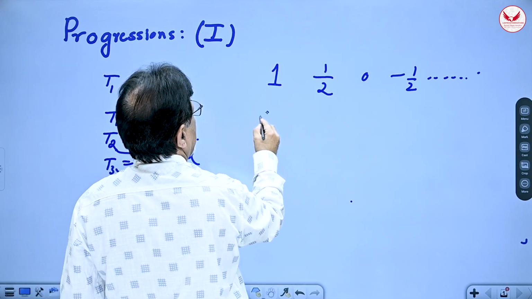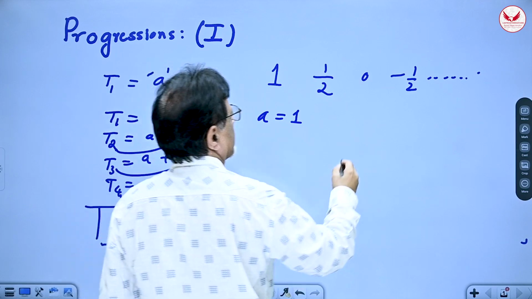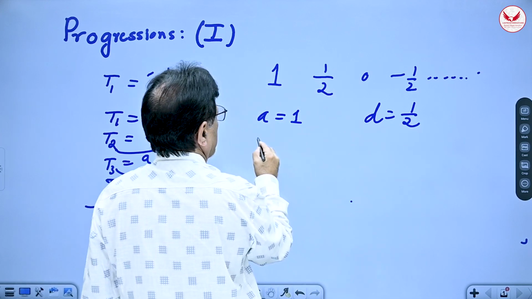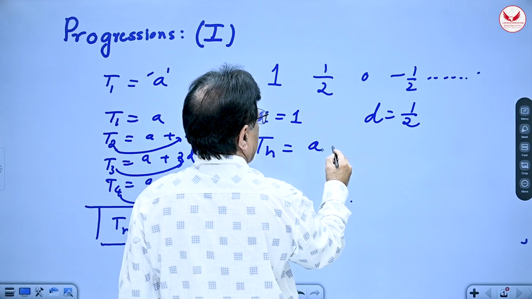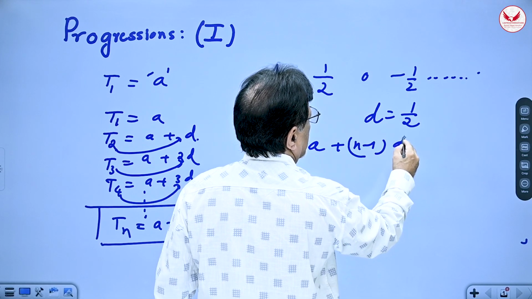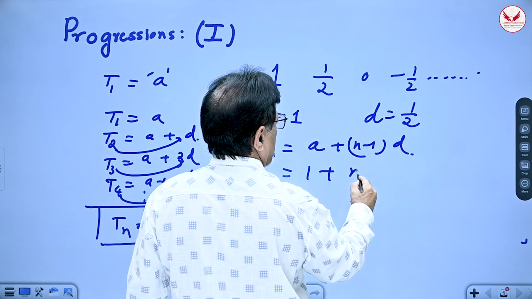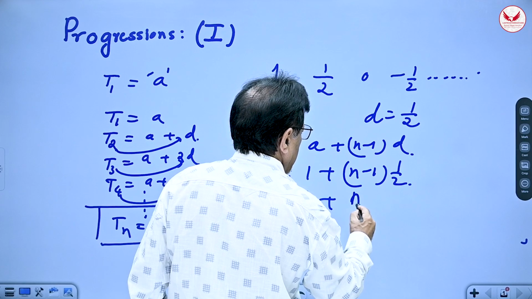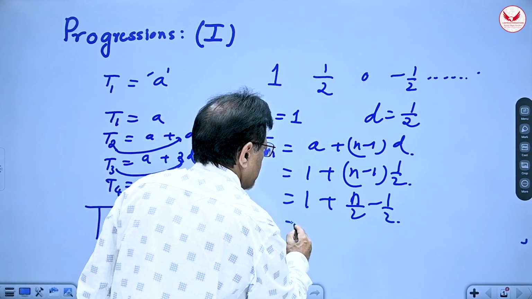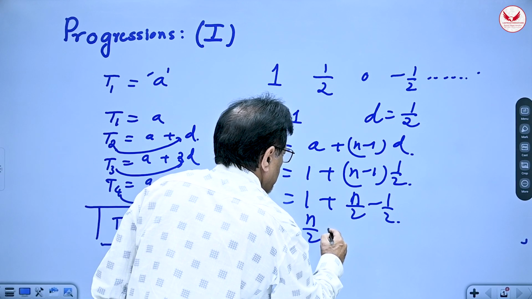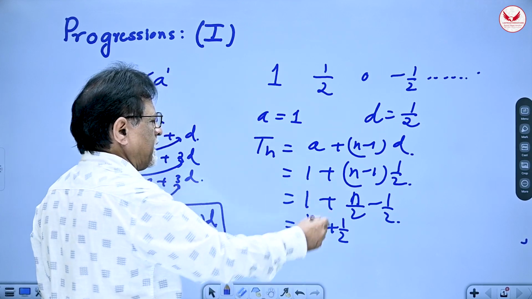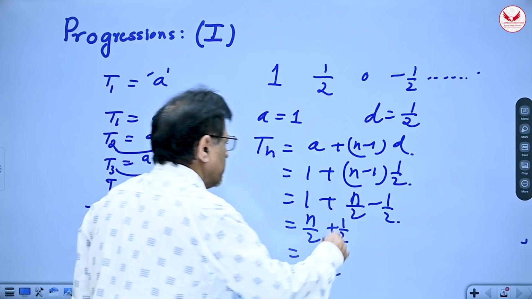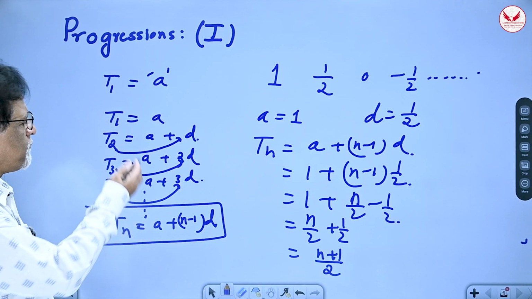So I know here that A in this case is 1. First term is 1, right? And the common difference here is what? Minus half. Therefore, Tn can be written as A plus n minus 1 into D. So that means 1 plus n minus 1 into minus half. So that gives you 1 plus n by 2 minus half, which gives you n by 2 plus half. Why? Because 1 minus half is half. So therefore you can of course write it like it is, n plus 1 upon 2. That gives you the formula for the nth term of this particular sequence.